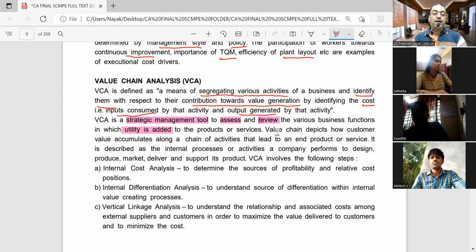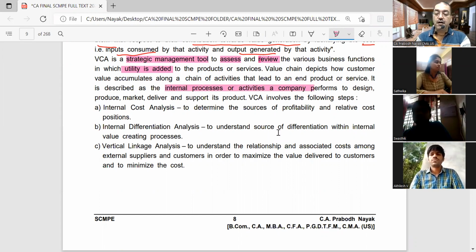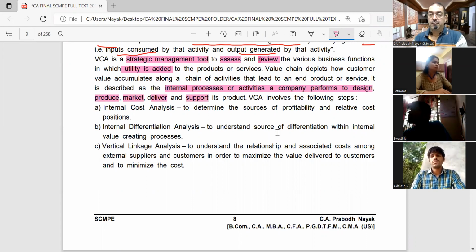Value chain depicts how customer value accumulates along a chain of activities that lead to an end product or service. It is described as the internal processes or activities a company performs to design, produce, market, deliver, and support its product. This is the concept of value chain.